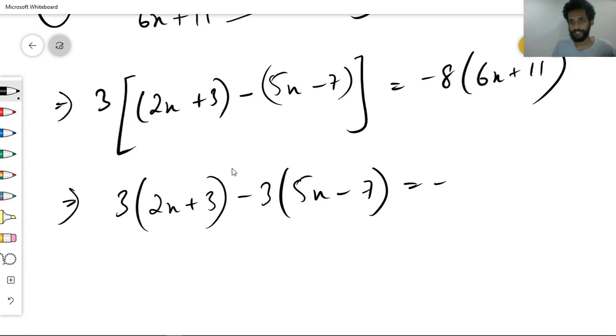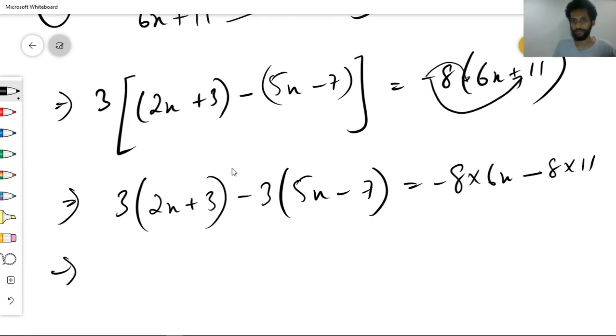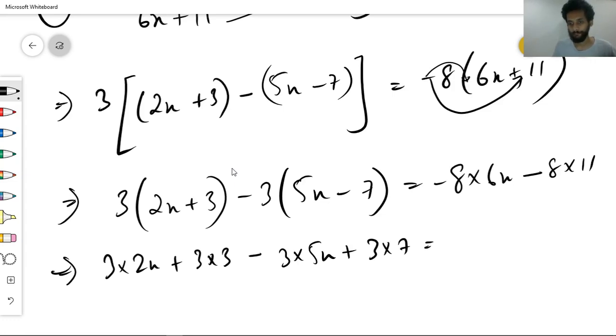Here it will be minus 8 into 6x. Here it will be minus 8 into 11. This minus is going here, this minus is going here, this minus is also going here. Okay, so now 3 into 2x plus 3 into 3. Here it will be minus 3 into 5x. This minus and minus will be plus 3 into 7. This one will be 8 6s are 48x, and here it will be 88.